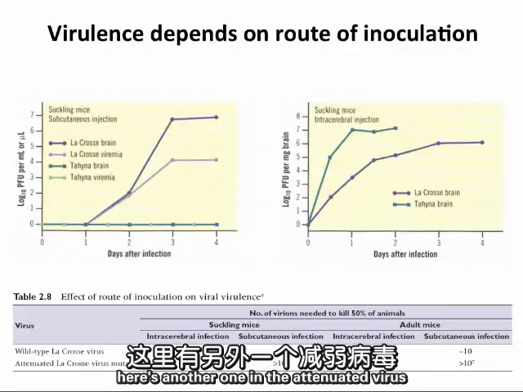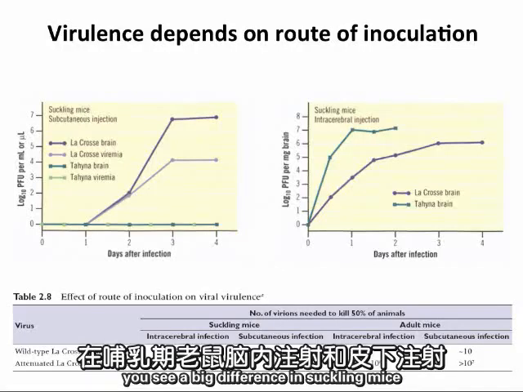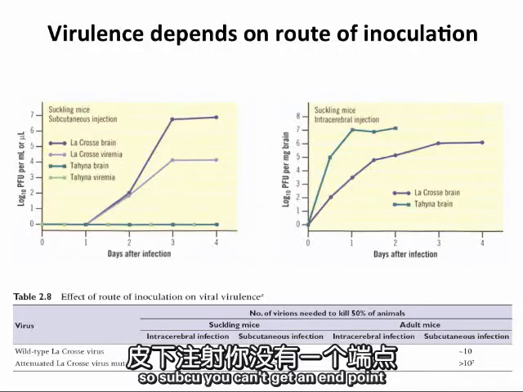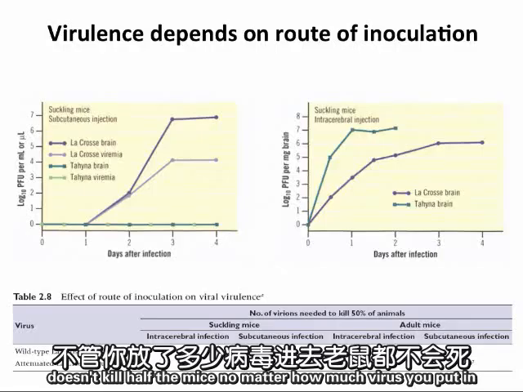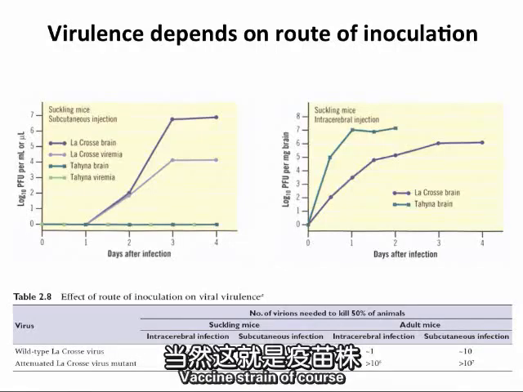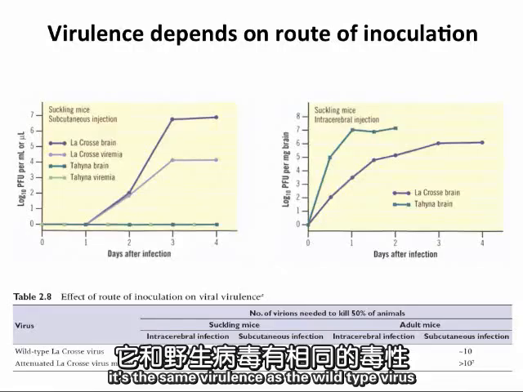Here's another one, an attenuated virus that was developed to be a vaccine strain. You can see a big difference in suckling mice, IC versus sub-Q. So sub-Q, you can't get an endpoint. Doesn't kill half the mice no matter how much virus you put in. So that's why this is a good vaccine strain. Of course, if you put this vaccine strain right in the brain, it will kill you. It's the same virulence as the wild-type virus.